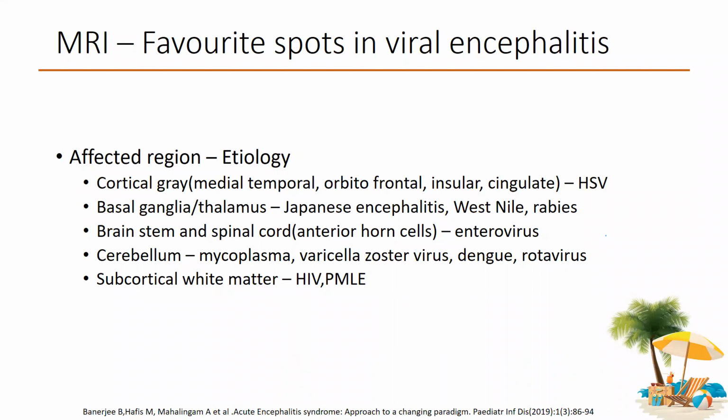Brainstem and spinal cord, anterior horn cells, the patient can present with an acute flaccid paralysis, enterovirus, rhombencephalitis. Cerebellar involvement is seen in patients with mycoplasma, varicella zoster virus, dengue, and rotavirus. Subcortical white matter will be affected in patients with HIV virus causing HIV-associated dementia and a patient with progressive multifocal leukoencephalopathy.